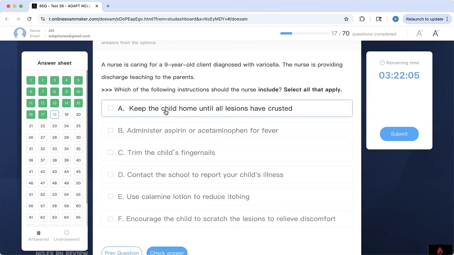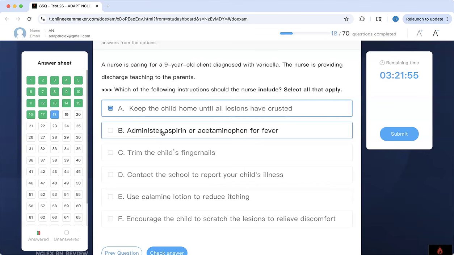I can tell you, one, we wait until the lesions are crusted. That means the kid is no longer infectious. Then you can go out. Number two is a trap. Don't pick it. There's aspirin there, acetaminophen.